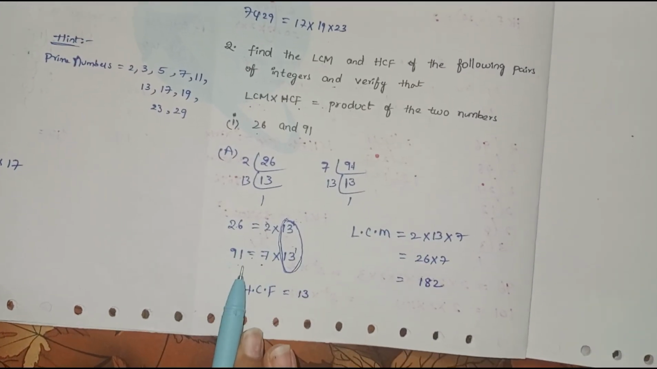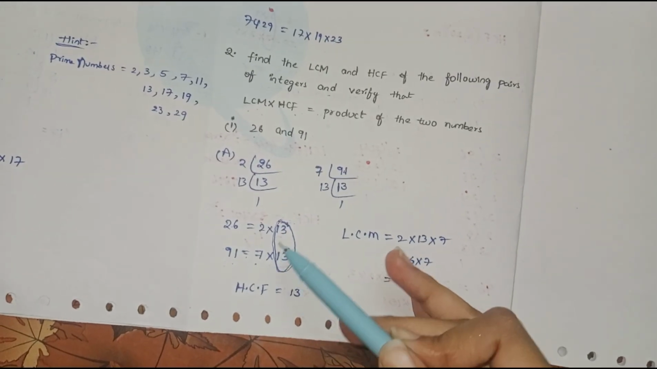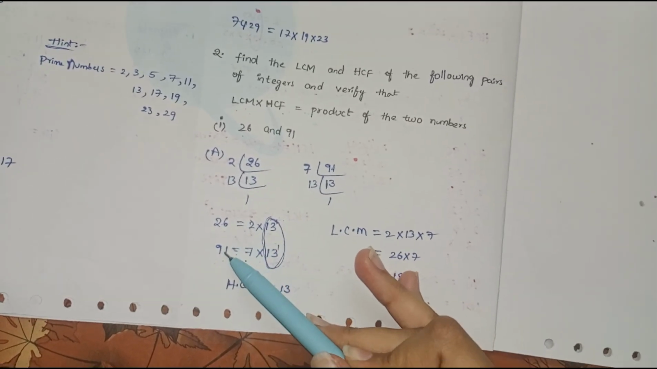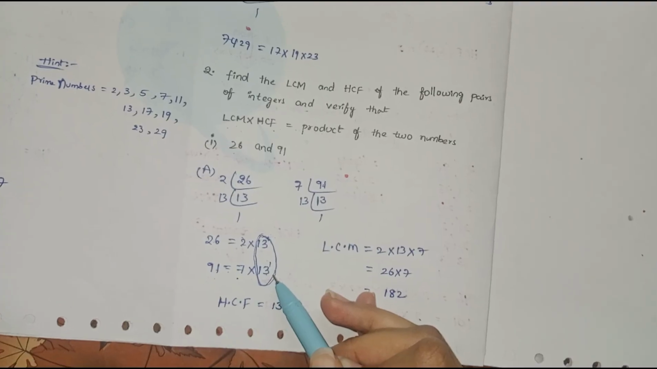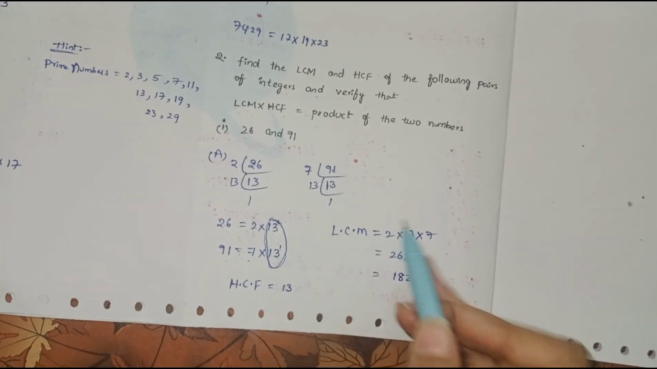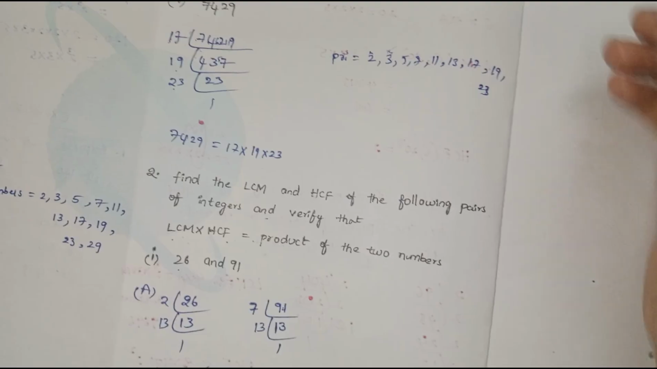In this 26 and 91, 13 is common in both. Which is the lowest power? 13 power 1, 13 power 1. So anything is fine. 13 is the HCF. Verify that.